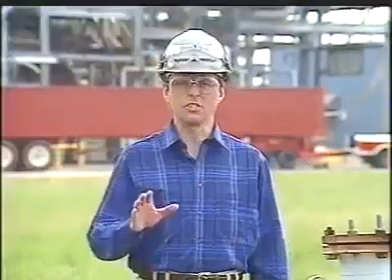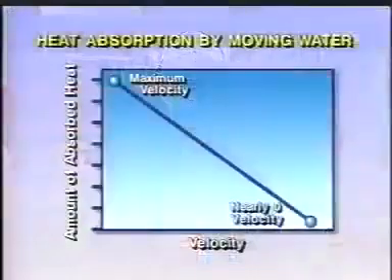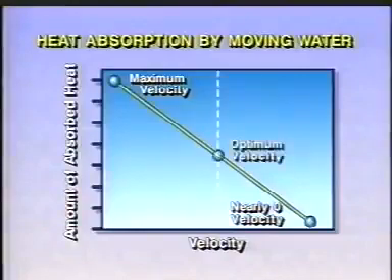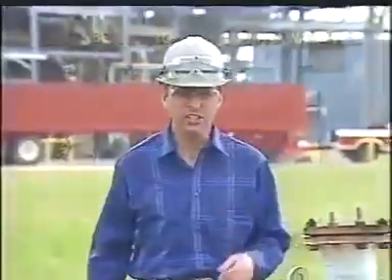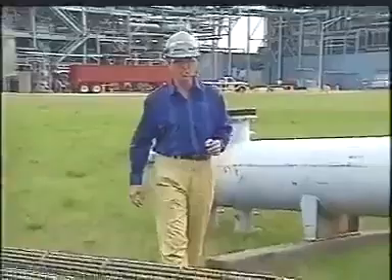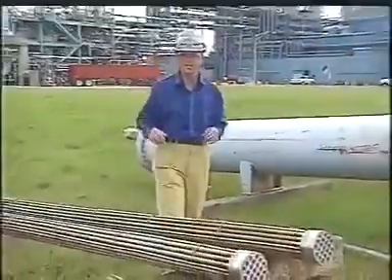Velocity also influences the rate at which heat moves between two fluids of different temperatures. Water that travels too quickly can't absorb enough heat. The optimum velocity represents the most efficient heat transfer. Another consideration for efficiency is the area of contact. The greater the surface area, the more heat will be transferred.